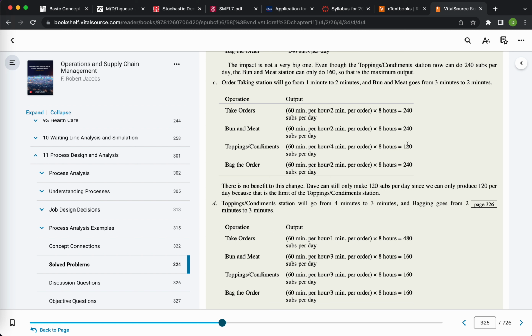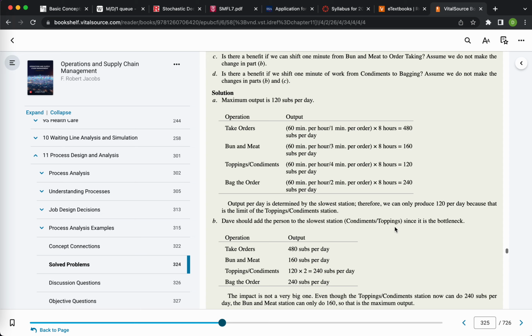But if you have two people here, then everything will be 240, 240, 240, and you can make 240 subs in a day. Now, this is assuming that you get 240 customers and you continuously keep making subs, but that's obviously not true in real life, but that's the capacity of the process, right? And that's the idea.